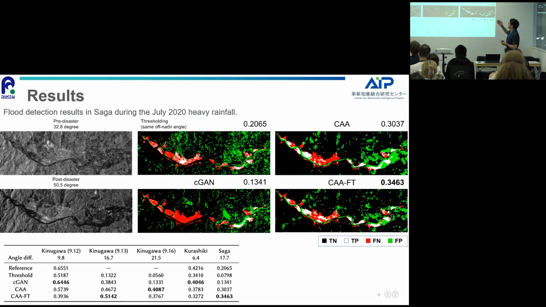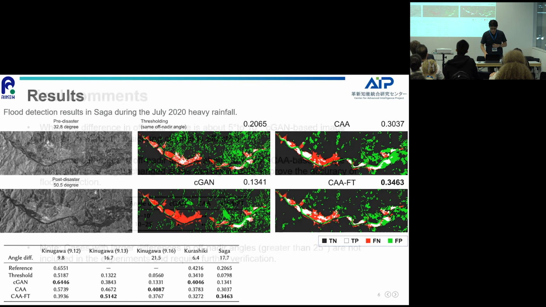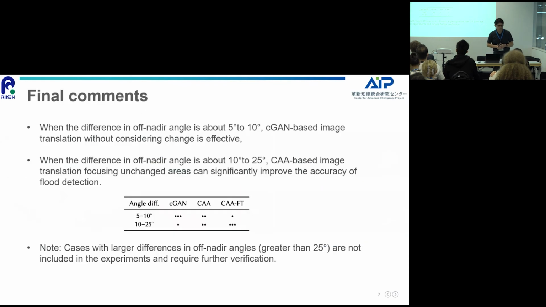But we found that the CCA GAN, especially when we use the modulation with the Fourier transform, works much better. And you can see in the tables here, right? Using the modulation with the Fourier transform works better for areas, especially this area, when the difference between the off-nadir angle is very large. So this is the last slide.